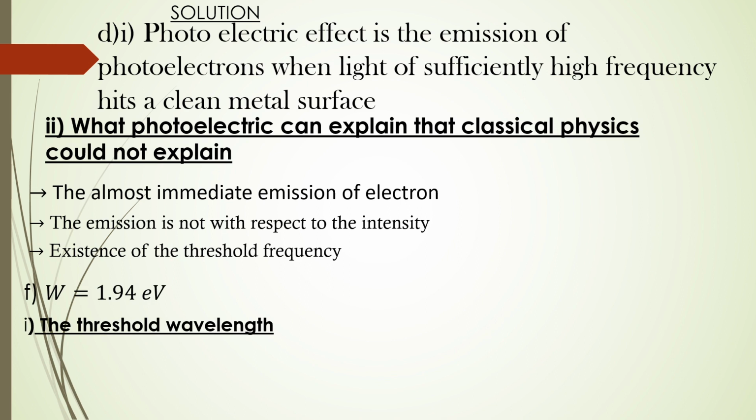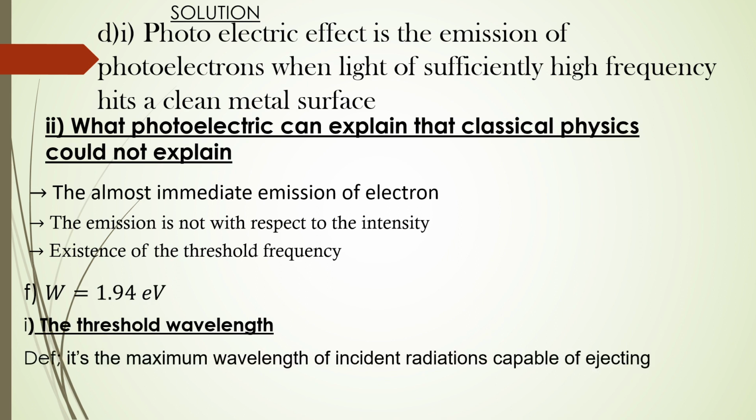They say we should calculate the threshold wavelength. So let's first of all define it. It is the maximum wavelength of incident radiation capable of ejecting photoelectrons from a clean metal surface. That is the definition of the threshold wavelength.